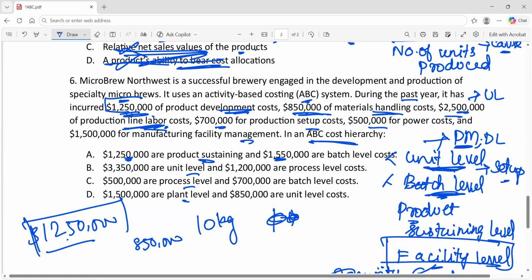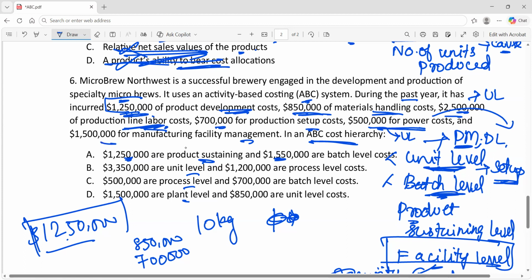7 lakh for production setup cost. Again, this 7 lakh is a batch level cost. Why? Because as I already told, setup will happen on a batch basis, not on a unit basis. 5 lakh for power cost. Again, power cost can be a unit level cost. Why? Because if you're producing more units, your power cost will increase. If you're producing fewer units, your power cost will decrease. So this is also a unit level cost.